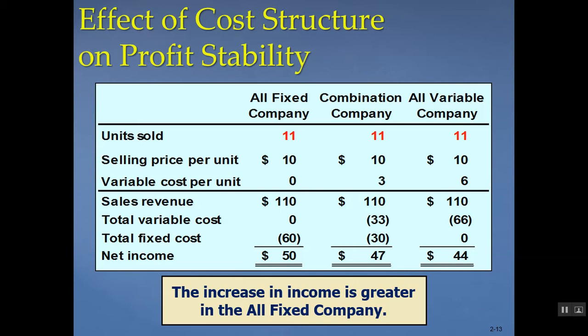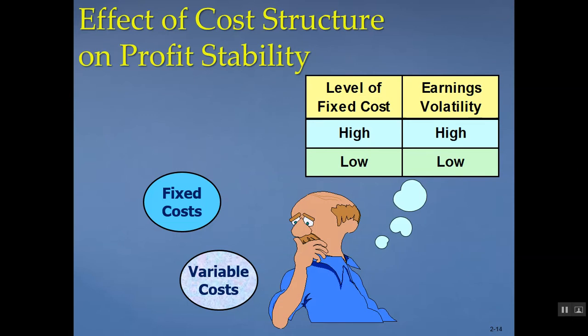So you can see that whether it's all fixed, all variable, or somewhere in between is going to have an impact on how big of a percentage change in your sales relative to your income increase. So when you have a high level of fixed costs, your earnings volatility is high, and when it's low, the earnings volatility is low. It's not going to change much.